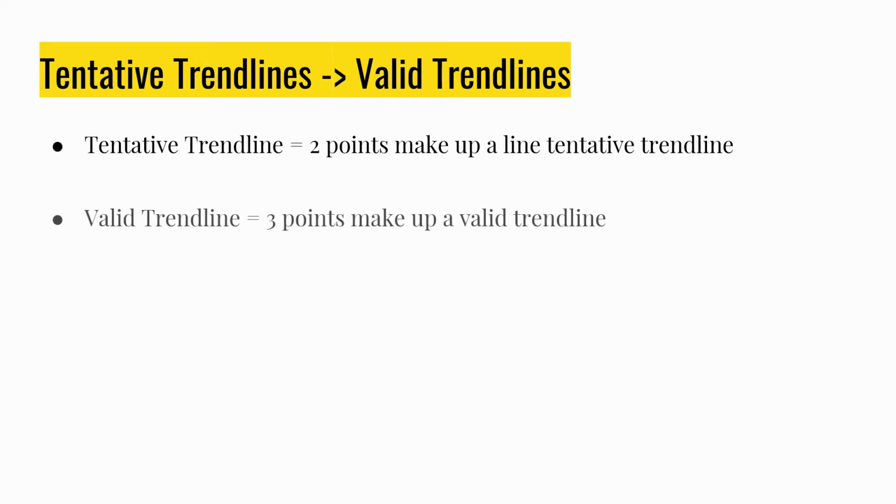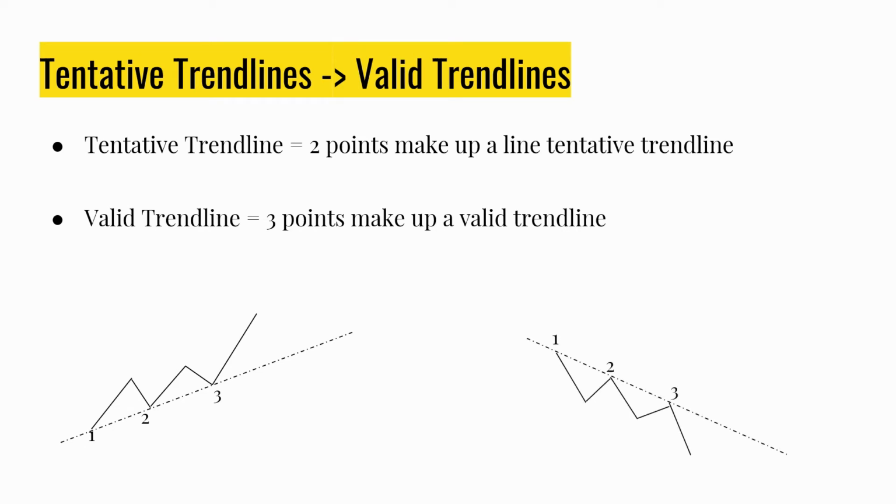We know that a tentative trend line has some validity when 3 points align. For instance, in an uptrend, this sort of graph will show up where there are 3 consecutive higher lows. On the other hand, in a downtrend, this sort of graph will show up, as there are 3 consecutive lower highs. Now we'll be moving on to determining the strength of a trend line.